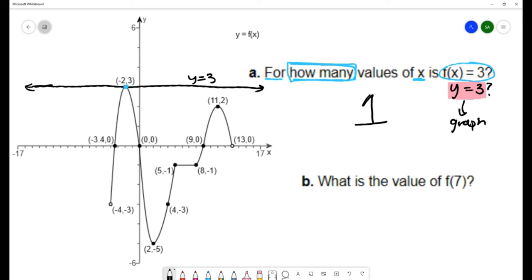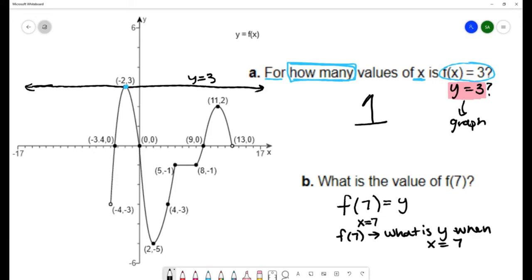Then in our second part, it says, what is the value of f of 7? So we have to keep in mind what this notation means. This notation is indicating to us that x is equal to 7, and we want to answer with the y value, the y value when x is 7. So when we see that notation f of 7, we need to know that it means what is y when x is 7. This is something that we're going to read off of the graph.